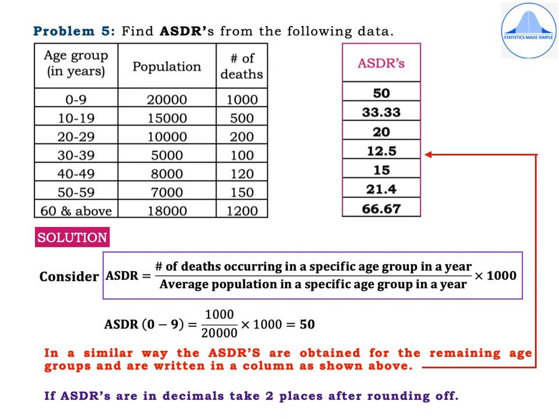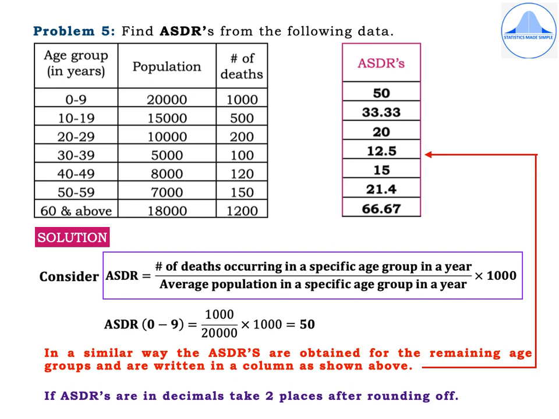So let us start with the solution. Write the formula for ASDR, which is equal to number of deaths occurring in a specific age group in a year divided by average population in a specific age group in a year into 1000. Here I would like to reiterate that you should write the formula in words completely. For either the mortality rate or the fertility rate, do not use any short forms.